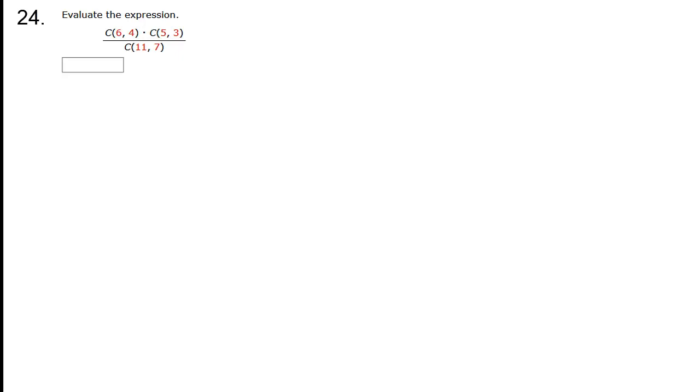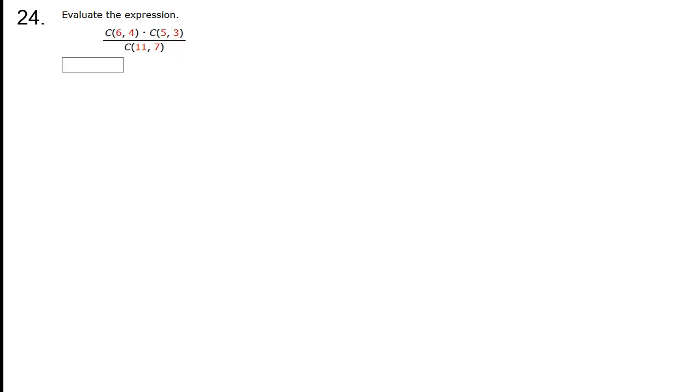Number 24. Evaluate the expression, and it's a combination times a combination divided by a combination. Now, word of warning about a problem like this, that division symbol means that if you just carry out that calculation on a calculator and divide, you may not come out with an exact answer. You may get a decimal where the calculator just runs off the screen. It doesn't have decimal places.